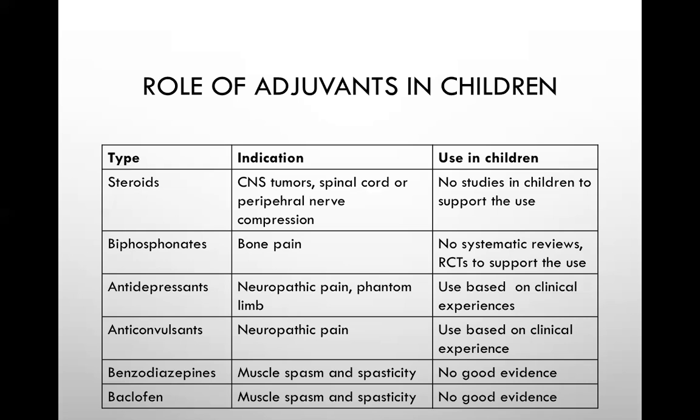Antidepressants are also commonly used in adults, but in children, they're used based on clinical experience. Same with anticonvulsants, as well as benzodiazepines and baclofen for muscle spasm and spasticity. There's no good evidence to use them in children, but there are experiences of usage in adults.